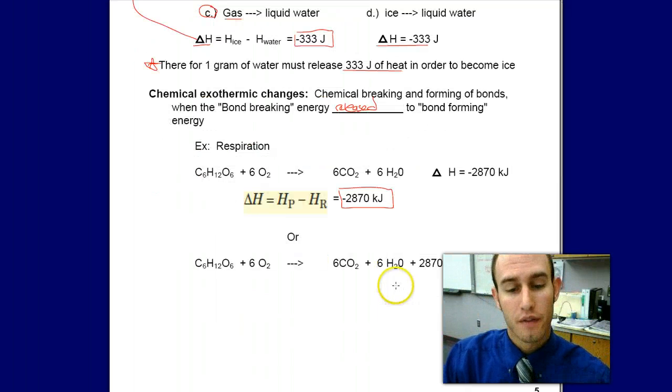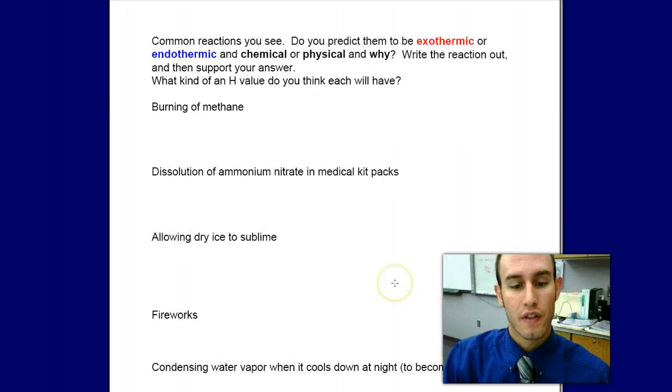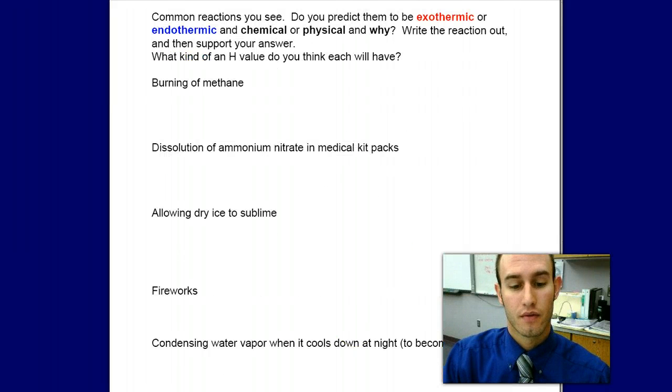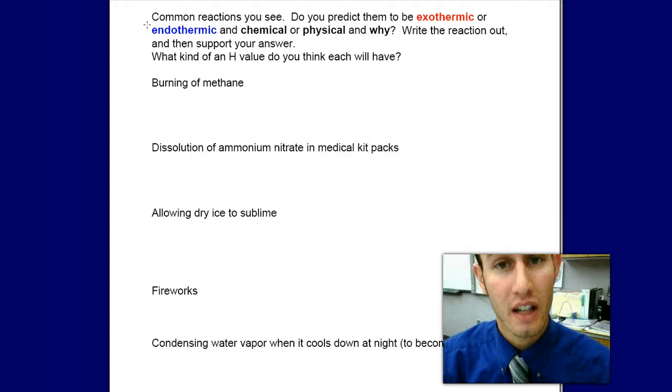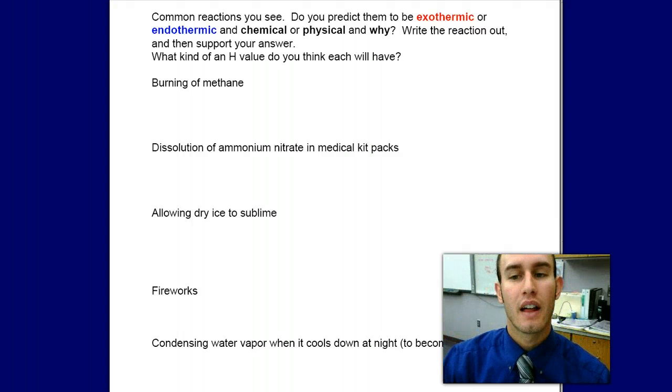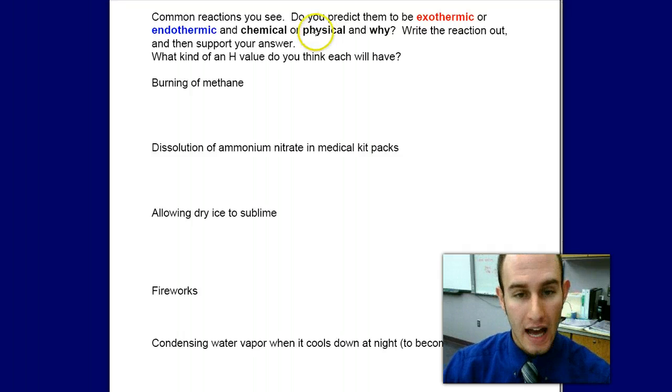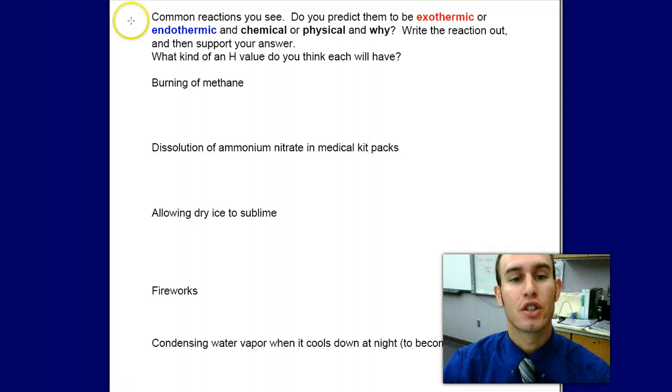Real quick, we're going to finish here with a few examples on your own. See if you can answer these questions. Some common reactions that you might see. These are great examples, possible test questions. Do you predict them to be exothermic or endothermic? And chemical or physical, and why? Write out the reaction and then support your answer. What kind of delta H value do you think each will have? Have these answered, bring them into class for me to check to make sure that you have watched the video and identified each one of these, and get the answers from me, because I'm going to ask you these questions on the test. You need to know what each one of these is.